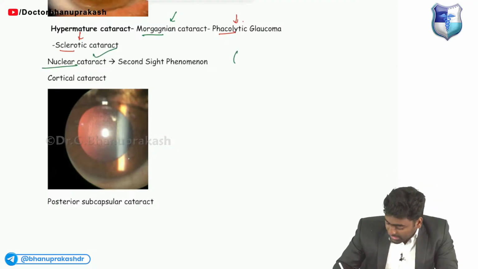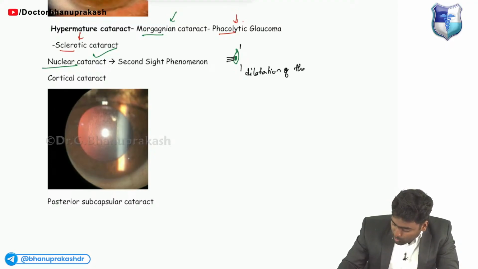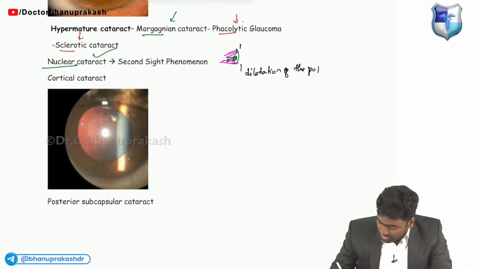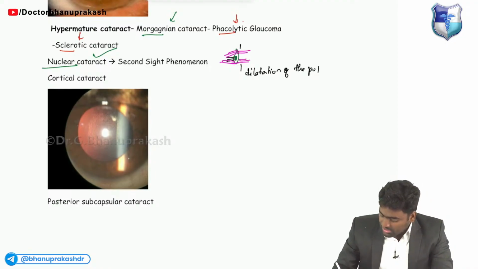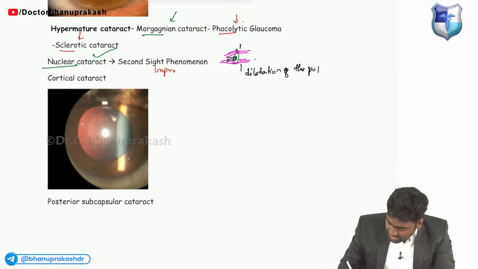So in the case of nuclear cataract, this nucleus will become cataractous, so the light cannot enter into the center. So the pupil will dilate. This dilatation of the pupil leads to the nearby light rays entering in this part, in this side. So this leads to near vision being clear. There is an improvement of near vision. It is known as second sight phenomenon, which is seen in a case of nuclear cataract. Improvement of near vision. Fine.